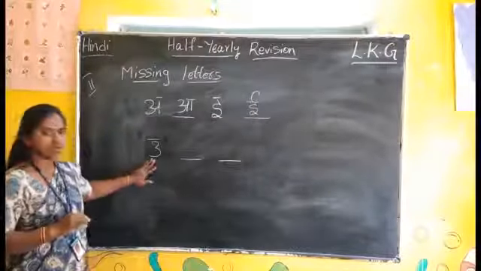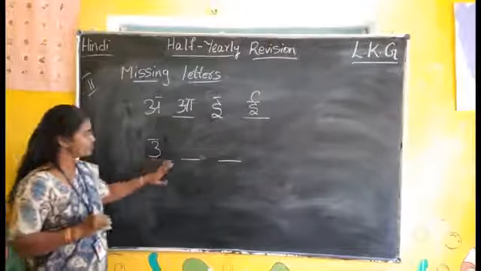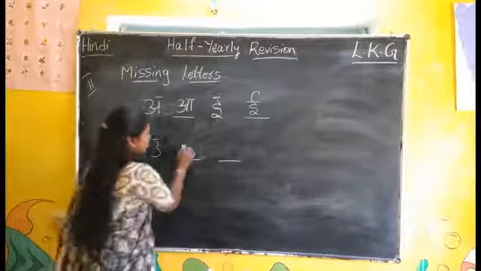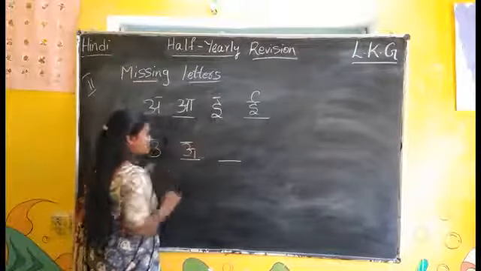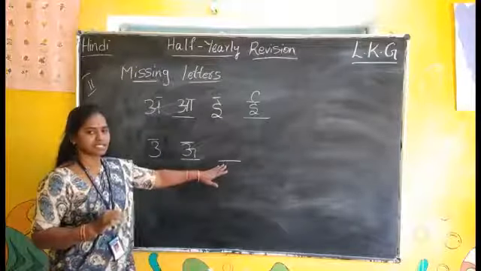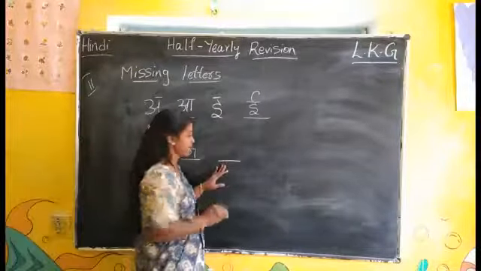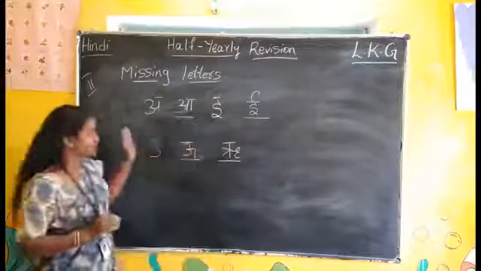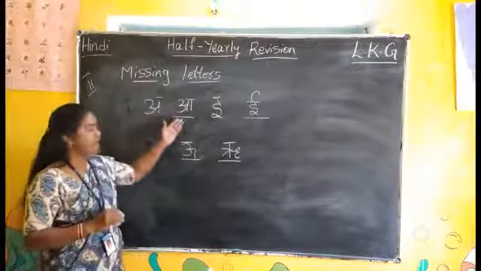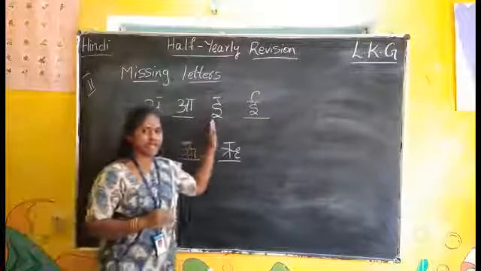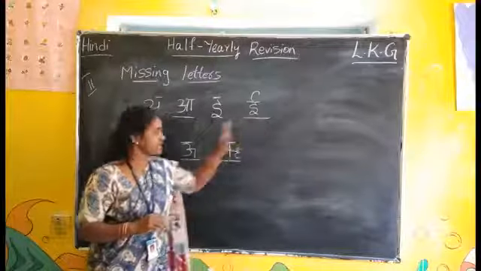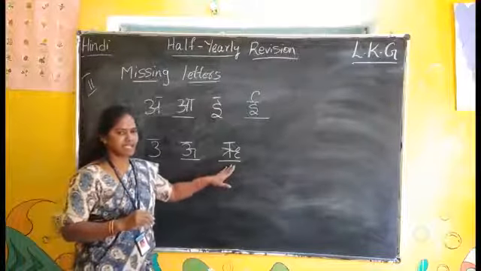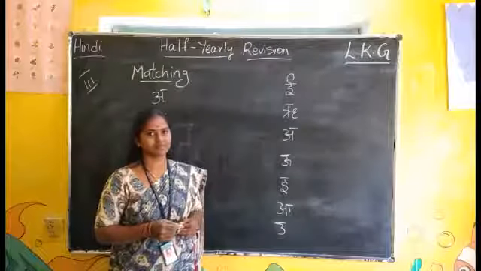U say ullu, this is U say ullu. Next letter. U say oon, oon means wool, okay. Next, Re say rishabh, rishabh means ox. Once repeat, A say anar, A say aam, E say imli, E say eek, U say ullu, U say oon, Re say rishabh.